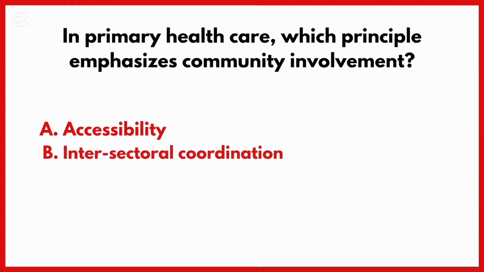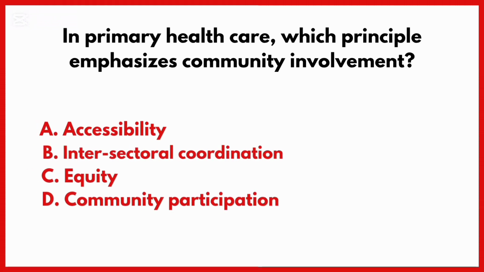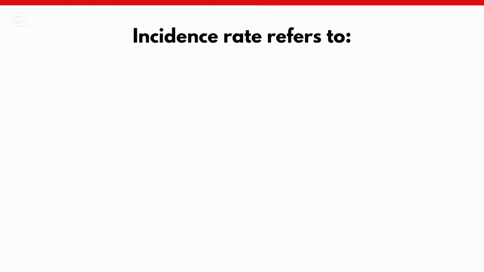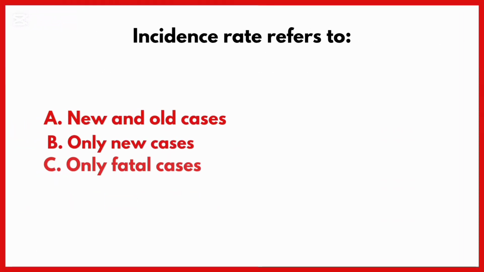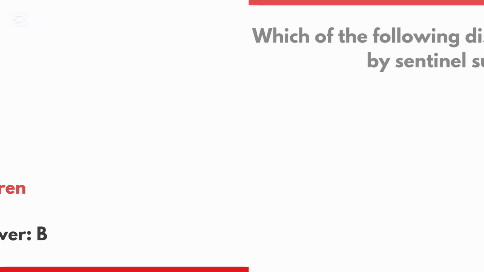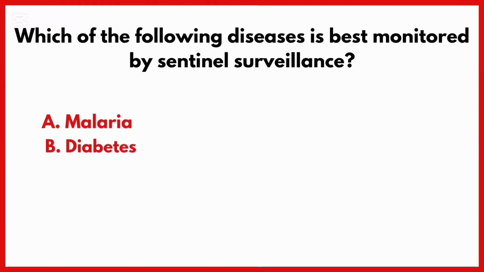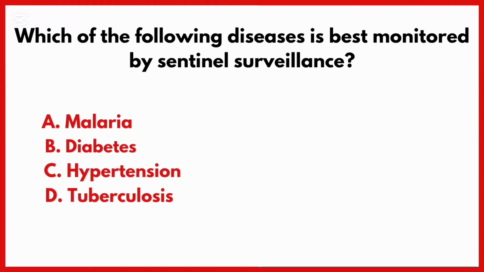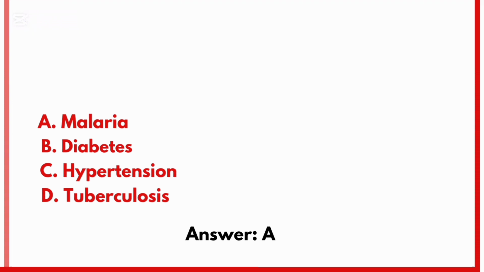In primary health care, which principle emphasizes community involvement? Correct answer is option D, community participation. Incidence rate refers to. Correct answer is option B, only few cases. Which of the following disease is best monitored by sentinel surveillance? Correct answer is option A, malaria.